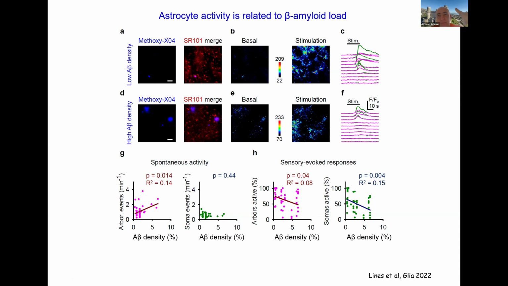That means that the beta amyloid plaques produce an enhancement of the spontaneous activity of the astrocytes. The astrocytes become hyperactive, but at the same time they are hypo-responsive. They are less responsive to the sensory evoked input. They are much more independent of the sensory input. They are hyperactive and hypo-responsive.